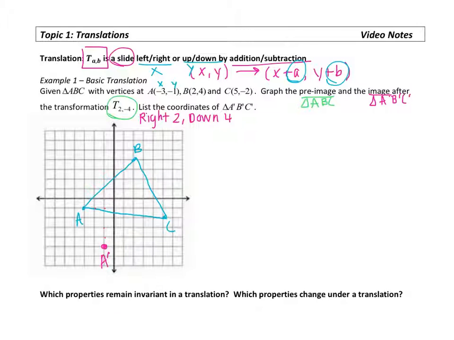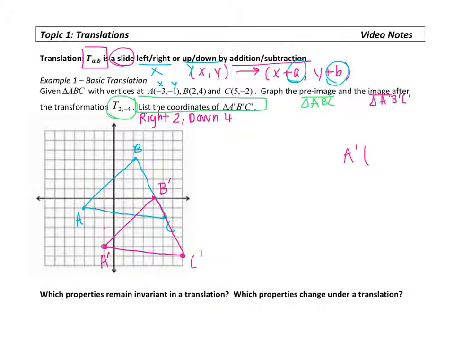B, right 2, down 4. 1, 2, 3, 4. Becomes B prime. C goes right 2 and then down 4 and becomes C prime. So then I'm connecting. And my last step is to list the coordinates of triangle A prime, B prime, C prime. So I'll do that over here off to the side.